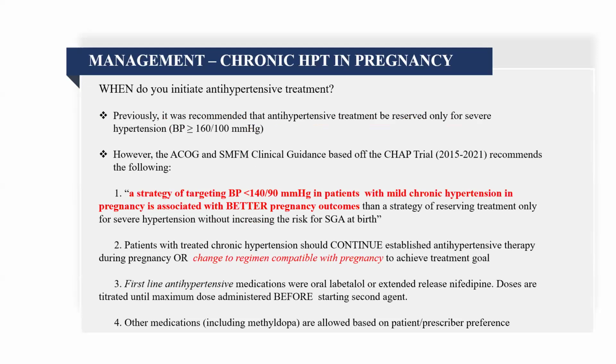So when do we initiate antihypertensive treatment? Previously it was thought that you would wait till a chronic hypertensive woman comes to you and the BPs are way high, in the severe range, 160/110 millimeters of mercury or more, before you start antihypertensive treatment. However, the current recommendation by ACOG and the Society for Maternal-Fetal Medicine clinical guidelines, based on the CHAP trial that was conducted from 2015 through to 2021, is that a strategy of targeting BP to less than 140/90 millimeters of mercury in patients with mild chronic hypertension in pregnancy is associated with better pregnancy outcomes than waiting till they have severe BPs before you initiate antihypertensive treatment.